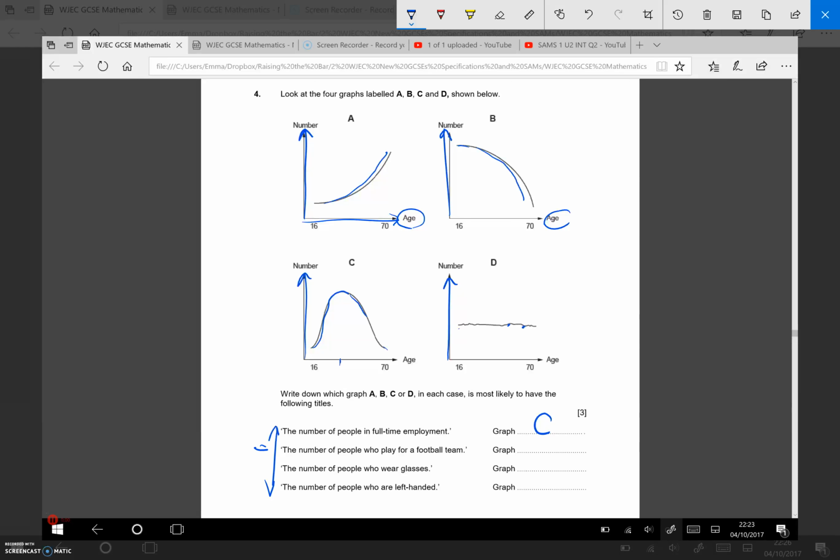Right, this one here, the number of people who play for a football team. I would argue you have more younger people playing football than older people. I wouldn't have thought that you have many 70-year-olds playing football regularly. I'd have thought that the number of 16-year-olds playing football would be much greater. So I would have said that's that one, graph B.